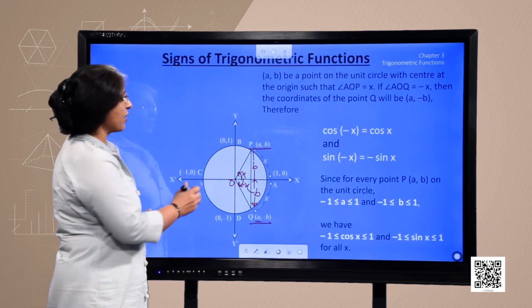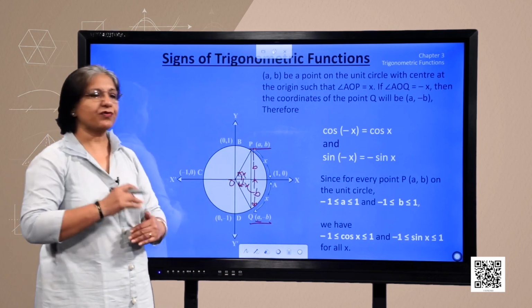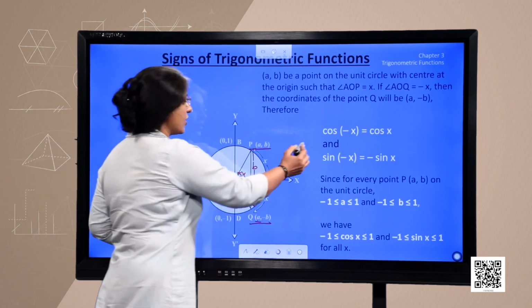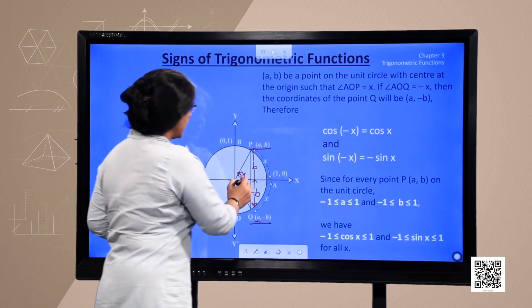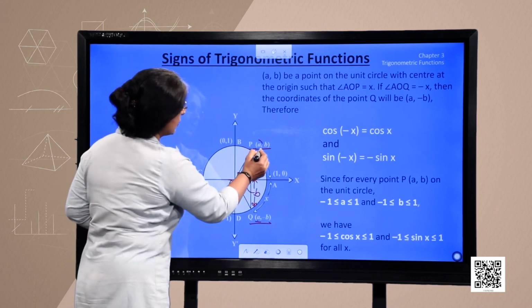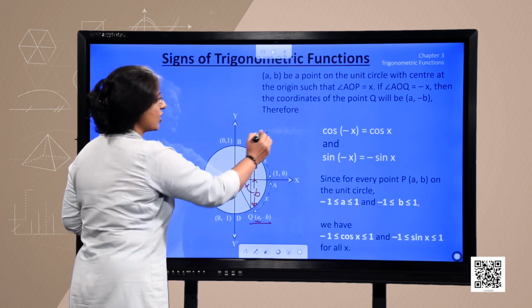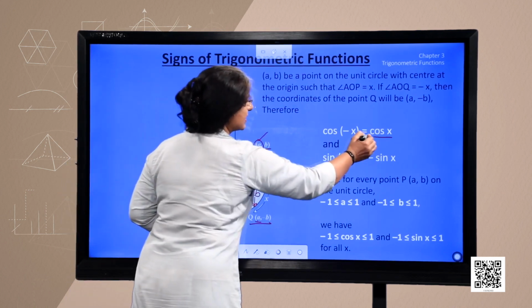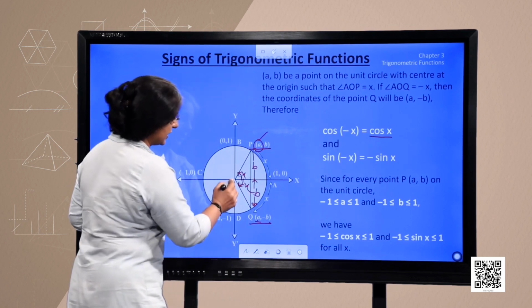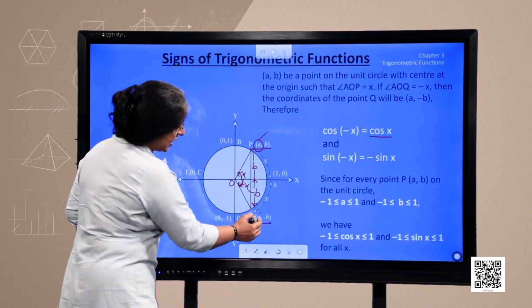Now, see, if we want to find out the value of cos in the first quadrant, meaning cos x, and for cos x and cos minus x, what is the difference? The first coordinate represents the value of cos, in the first quadrant this is cos x. So, cos x is a, and in the fourth quadrant, which is cos minus x, it is again a.